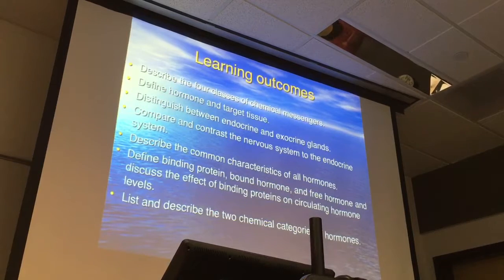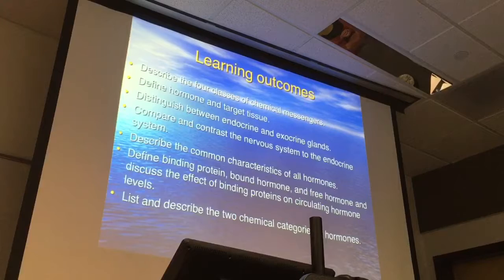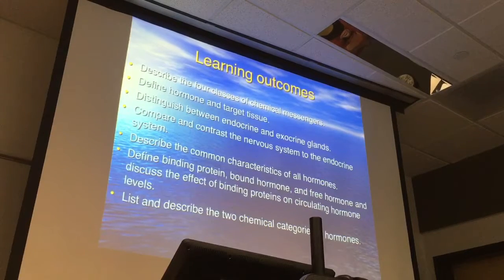Okay, functional organization of the endocrine system. And here are the learning objectives. Describe the 4 classes of chemical messengers. I'm going to reduce it to 3. The book says, oh, you could take neurotransmitters and place them here, and I'm gonna do that. So there's really just 3 classes we wanna look at. Define a hormone, define a target tissue, distinguish between endocrine and exocrine glands.